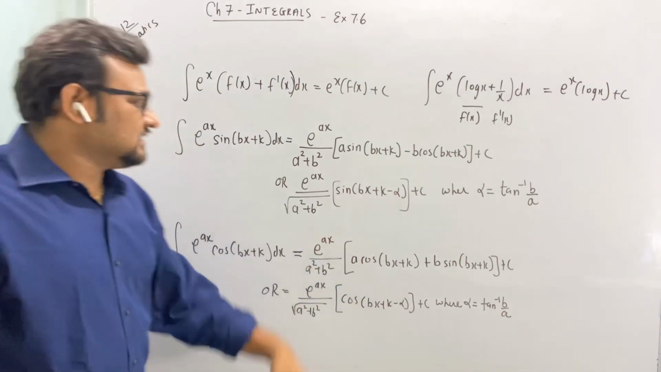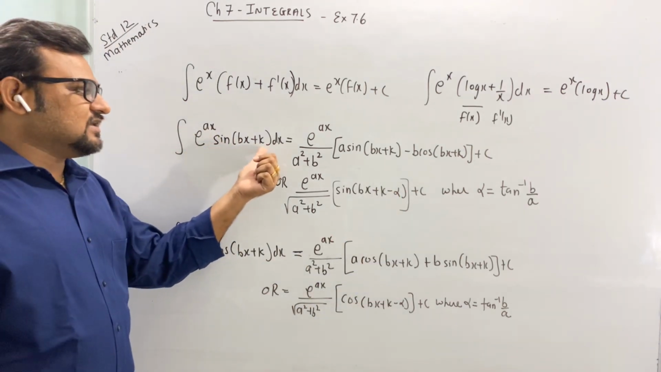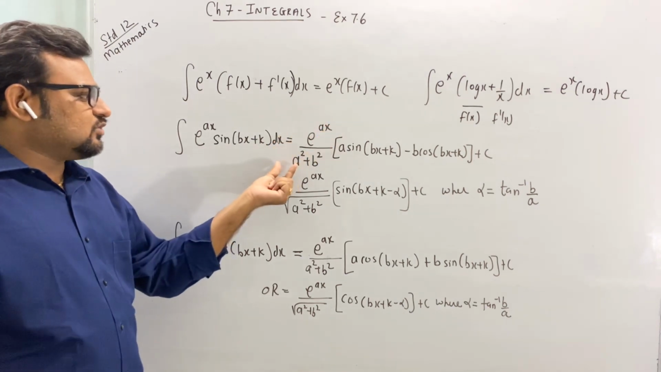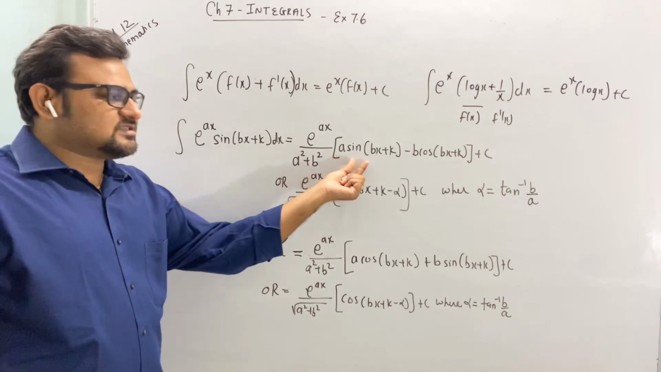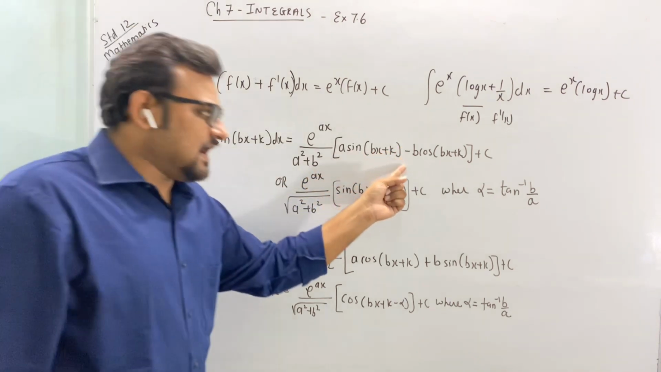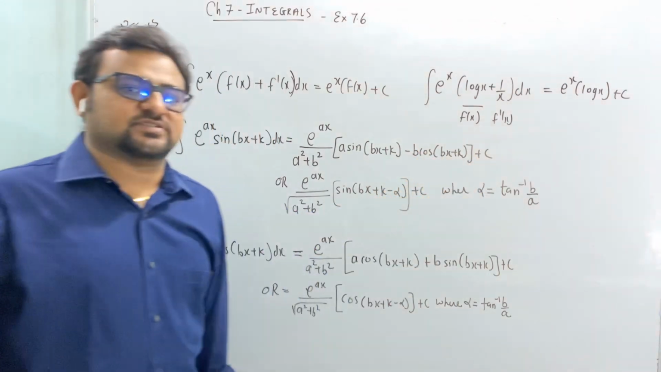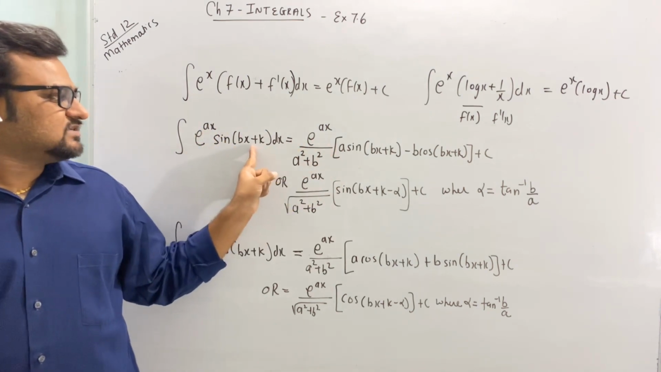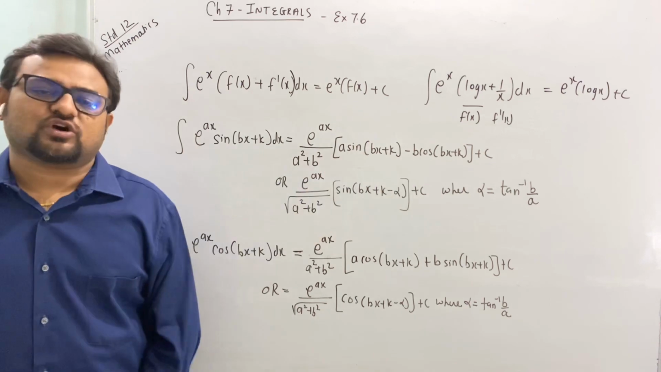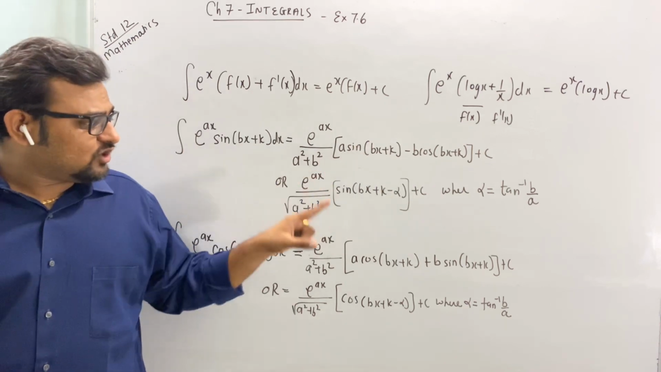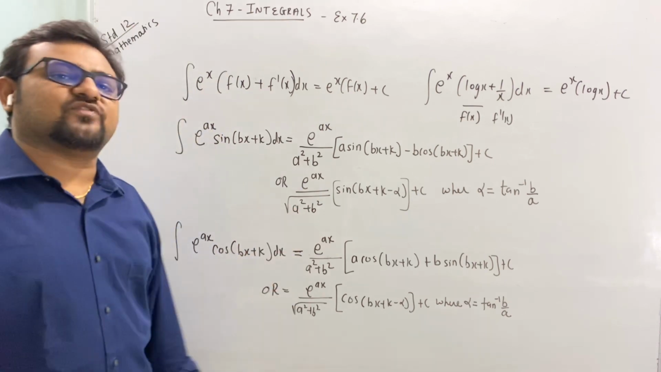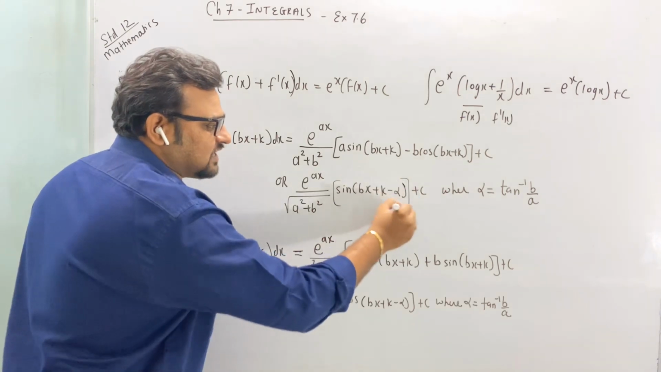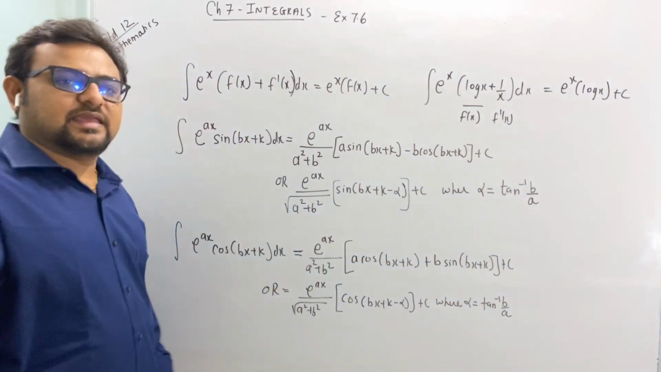The next one: the integral of e raised to ax times sin(bx plus k). If this is the question, then it will be e raised to ax upon a square plus b square, times (a sin(bx plus k) minus b cos(bx plus k)). Remember, a is the power of this, first sin(bx plus k), then minus b cos(bx plus k). Or you can also write it in this way: e raised to ax upon the square root of a square plus b square, times sin(bx plus k minus alpha), where alpha is tan inverse b by a.